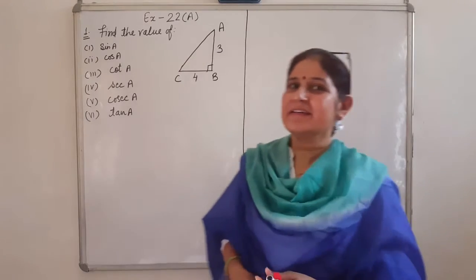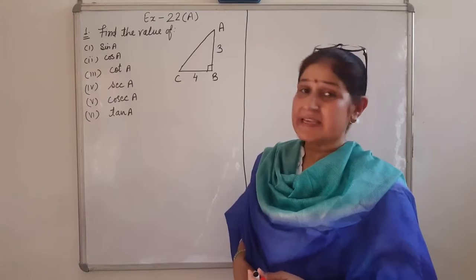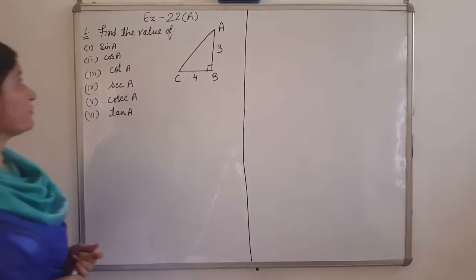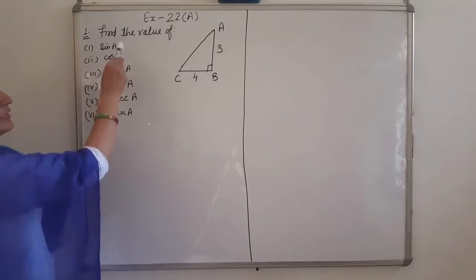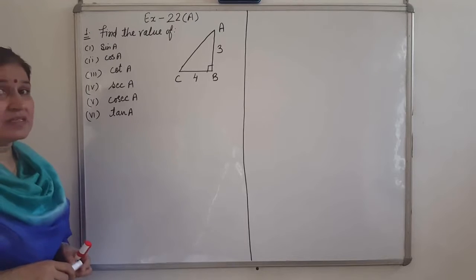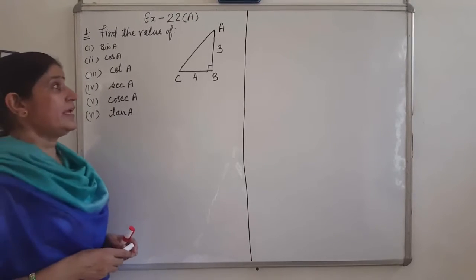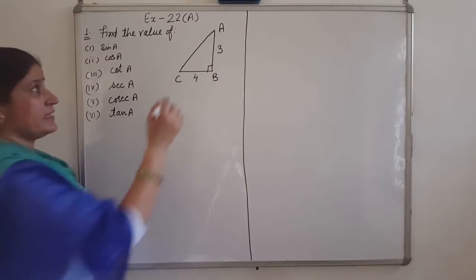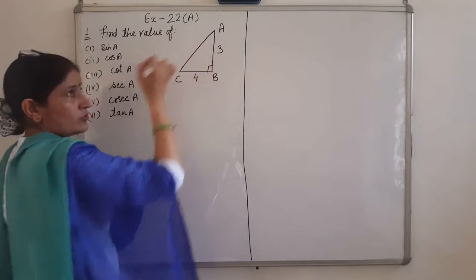Now we will start our exercise 22A. So what is in the first question? We will do the first question now. You have to find the value of these given angles. A triangle is given. Which type of triangle is given? Right angle triangle ABC. In this triangle, if you noticed, we have 2 sides here. So the third side is missing.